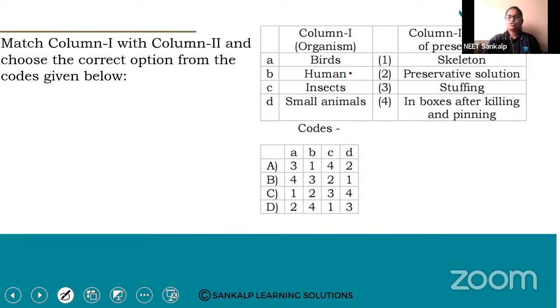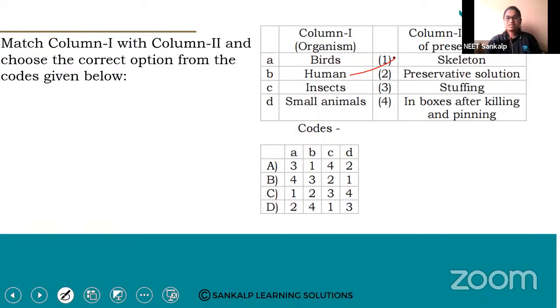Let us check. So birds, humans, what is there? Humans will be stored as a skeleton, no? So human will be stored in the form of a skeleton. Where is B1? B1 is here.